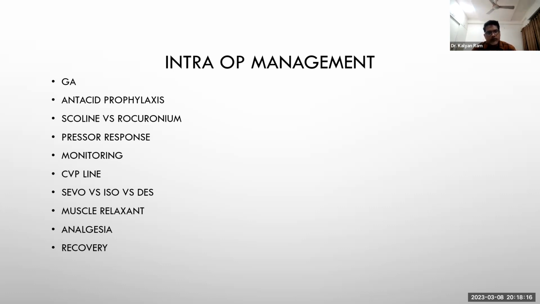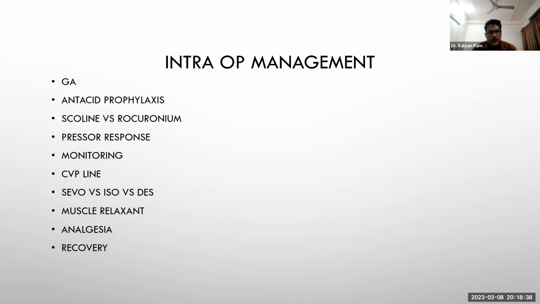If you give succinylcholine, there is a chance of a mild increase in potassium, around 0.5 to 1 milliequivalent, for about 10 to 15 minutes before it comes to baseline. So taking the potassium level is important preoperatively. Rocuronium also can be preferred, but there is a prolonged action of rocuronium in all end-stage renal disease patients.